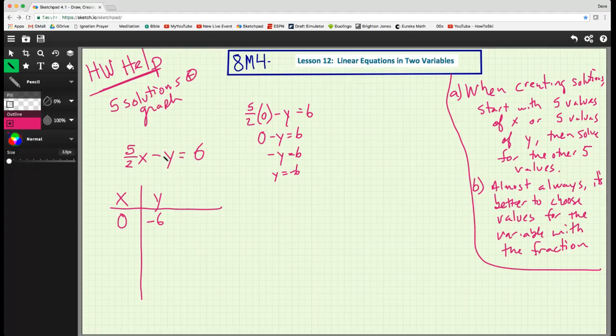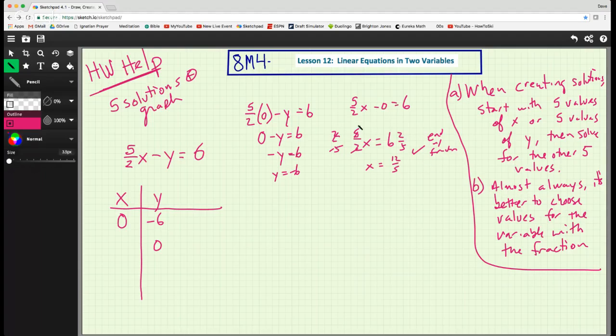Now, what would happen if we started with values of y? So we said, okay, well, let's make 0 be our value for y. So we're going to put a 0 here for y, and we're going to find out what x is. So now we have 5 halves of x minus 0 equals 6. And then we get 5 halves of x equals 6. Now we're going to have to multiply both sides by 2/5. And that cancels, nice. And now we get x equals 12/5. So here we end with a fraction.